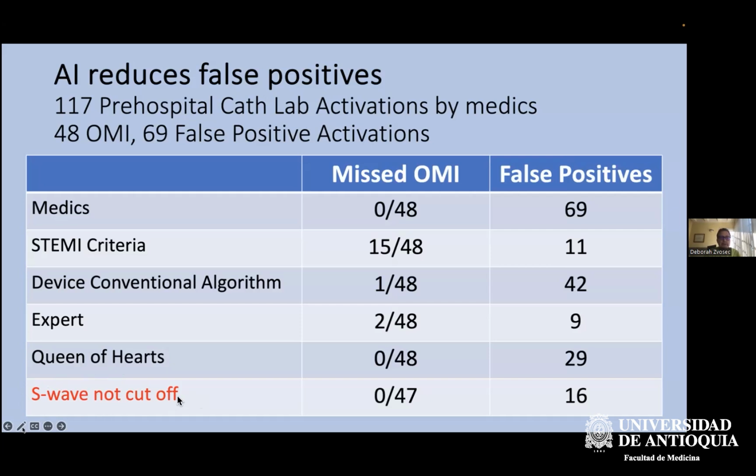When we exclude cases where the S wave is cut off, she misses 0 OMI and only has 16 false positives. So it reduces false positives and it detects very subtle OMI.